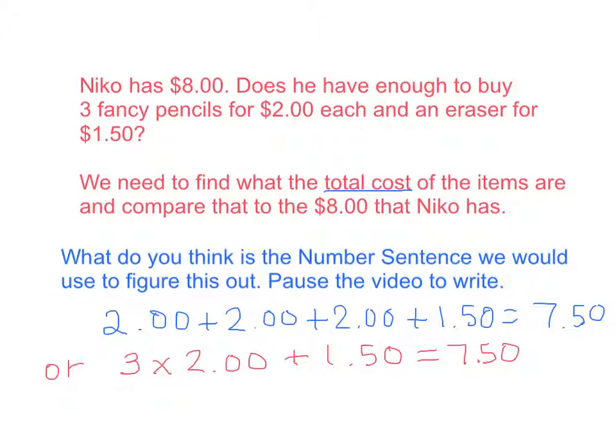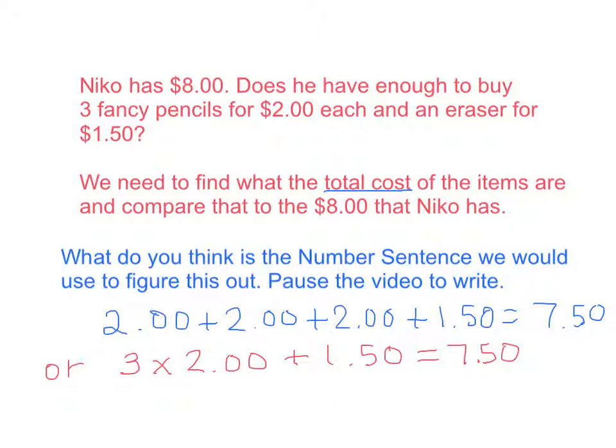Did you come up with either of these as your number sentences? What I have here is we know that each of the 3 fancy pencils is $2, so I listed it 3 times. We know that the eraser is $1.50, so I listed that 1 time. I know that I'm adding them all together to see if we have enough money in comparison to the cost of the items. So the number sentence can help us answer the question.